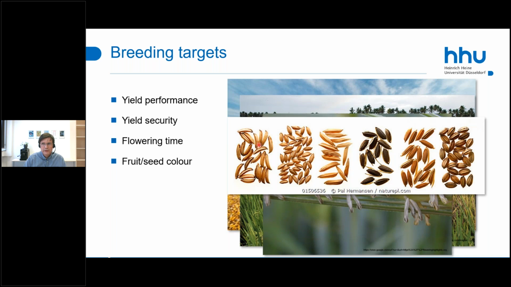Then, of course, one of the breeding targets is fruit or seed color. So since we are mainly working with cereals, of course it's the seed color, some examples given here. And during domestication, also the farmers and breeders selected for this trait. And of course, one of the targets is also fruit and seed composition, so like gluten content of wheat and so on and so forth. Yeah, and others apply as well.